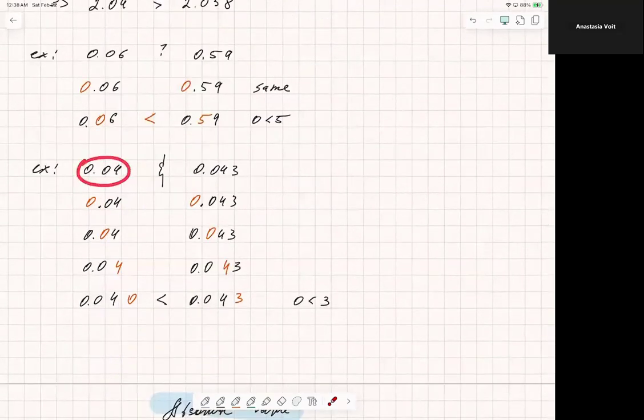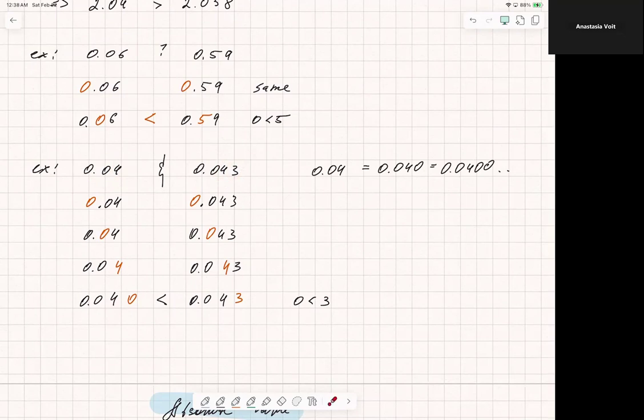Here we have 0.04 and 0.043. Which one is greater? So let's compare. 0, 0 are the same. 0, 0 are the same. 4 and 4 also are the same. Now here we don't have any more digits, right? Here we have a digit. So remember that 0.04 is the same thing as 0.040, which is the same as 0.0400. And you can write as many zeros as you want. We just don't usually write that.